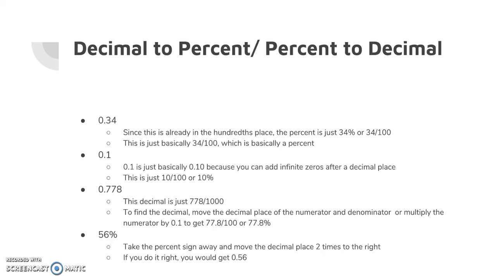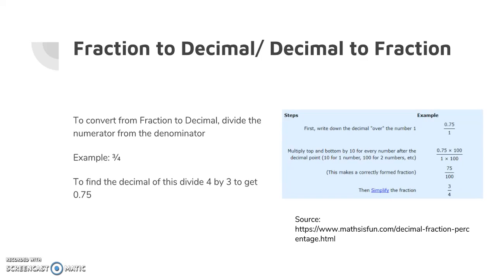56%. To convert percents to decimals, just take away the percent sign and move the decimal place 2 times to the left. If you do it right, you would get 0.56. Fraction to decimal or decimal to fraction conversion. To convert from fraction to decimal, divide the numerator by the denominator. So 3/4 is just 3 divided by 4, which is 0.75.